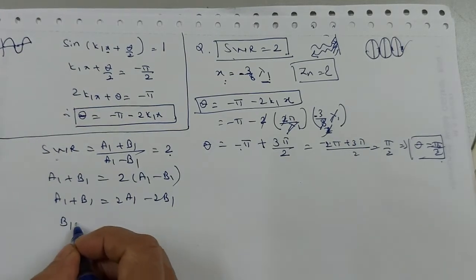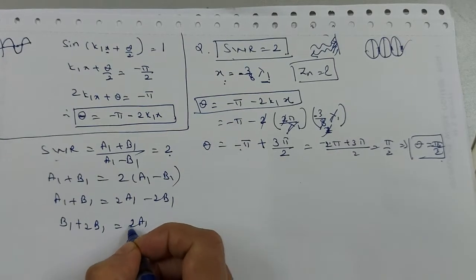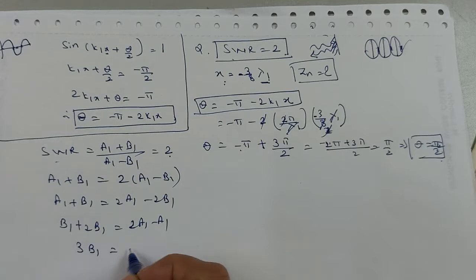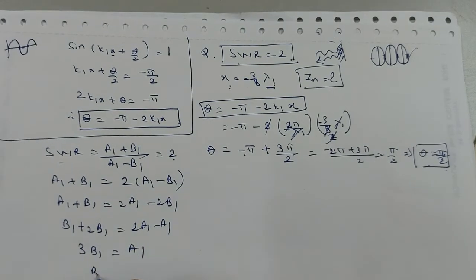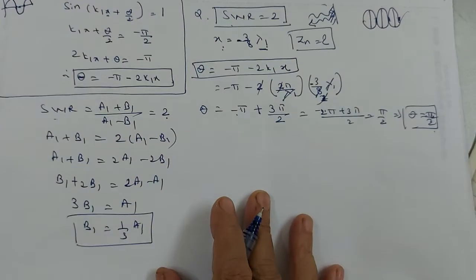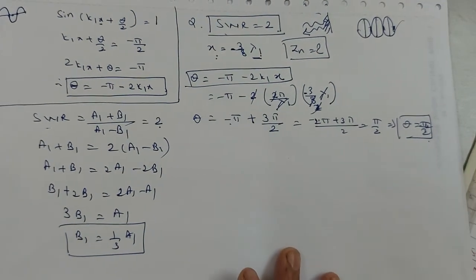So I can say B1 plus 2B1 is equal to 2A1 minus A1. So this gives me 3B1 is equal to A1, or B1 is equal to 1/3 A1. So I am ready with the value of B1 also. Fine. Now after this, one more thing I taught you, which is the angle theta.